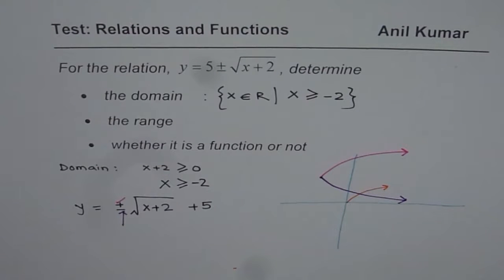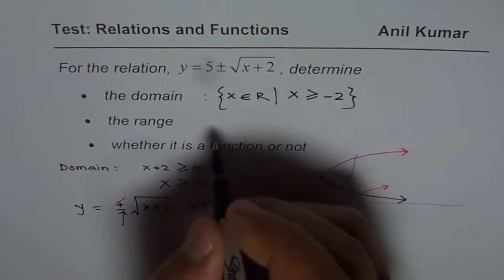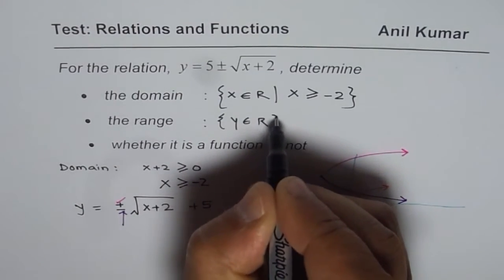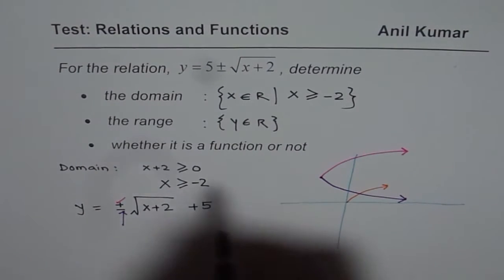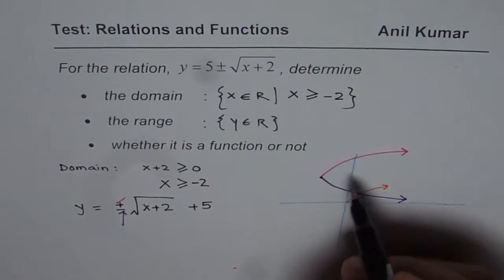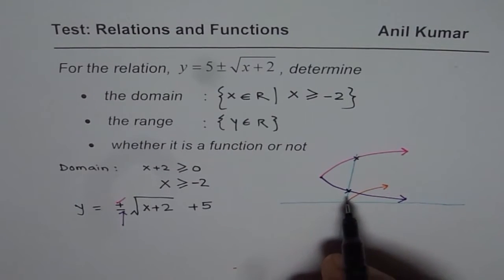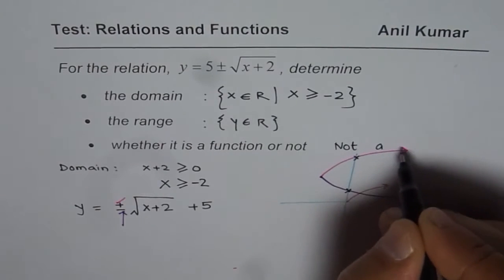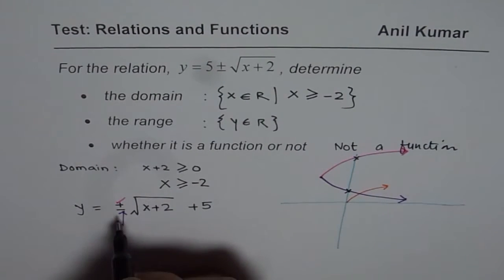And now I think the answer for the other two parts is very clear. So range here is y belongs to real numbers. So it is all real numbers, correct? And whether it is a function or not, you can see a vertical line crosses the function at 2 points, and therefore it is not a function. It is not a function since it has two values.